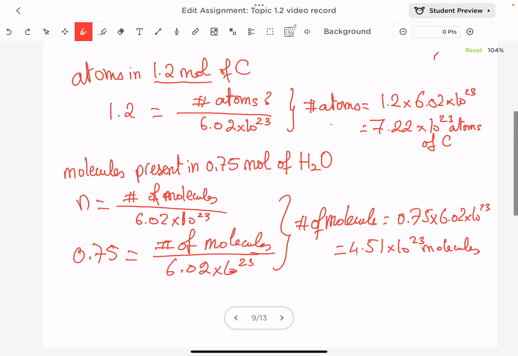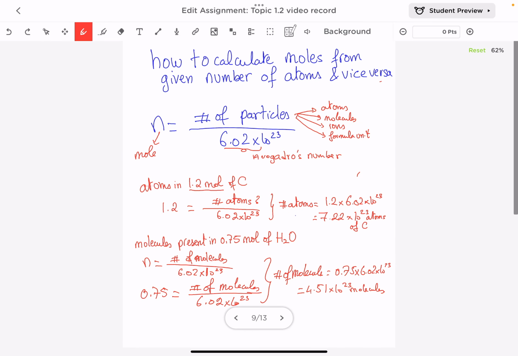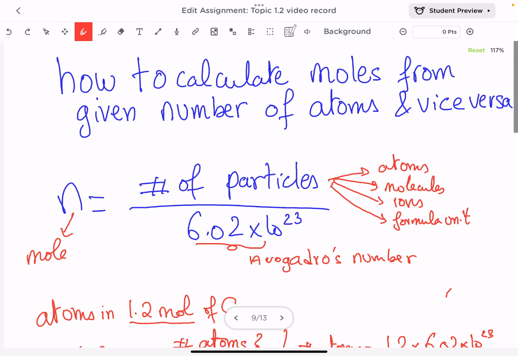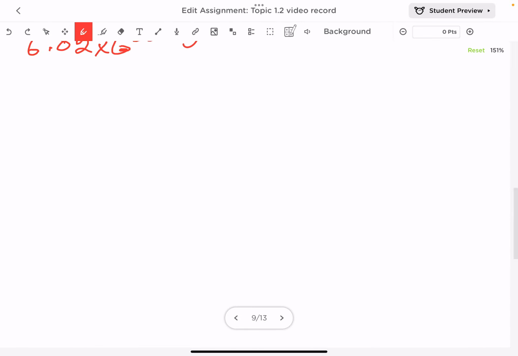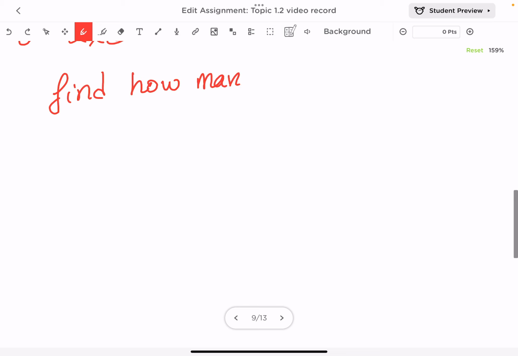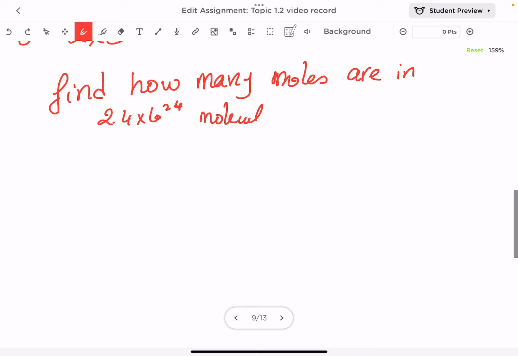Now, in this video tutorial, I will also explain how to find the number of moles if we give you atoms or molecule. So it would be the opposite. So let's say you have given or find how many moles are in 2.4 times 10 to the power 24 molecules of CO2. That's the first example.